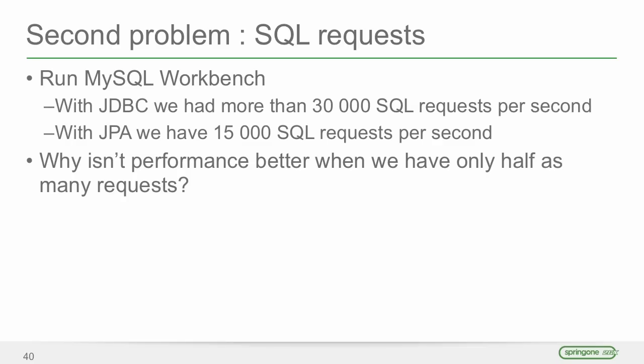If JPA is making half as many requests, is this really an apples-to-apples comparison? No, that's a good question. No, that's not an apples-to-apples comparison. Well, it's supposed to be the same repository with JPA and JDBC, but we can already see that JPA is a little bit more clever than JDBC, and it's fetching more data each time. JPA is not doing the same request as JDBC.